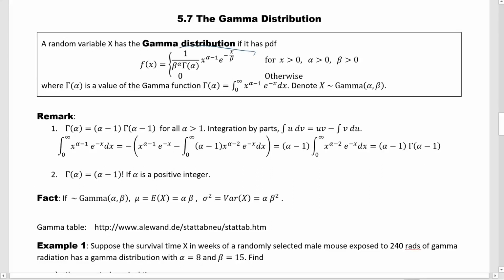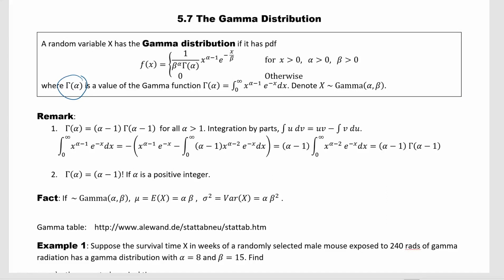Well, yes, it's quite complicated, okay? So we don't use the PDF to calculate with the gamma distribution. We also use the CDF to calculate it. Okay, here you see this Gamma of alpha is a value of the gamma function. So this is the gamma function. And we denote the gamma distribution to be this. So we have two parameters, alpha and beta, and they're both positive.